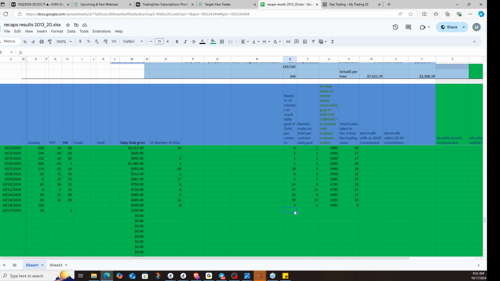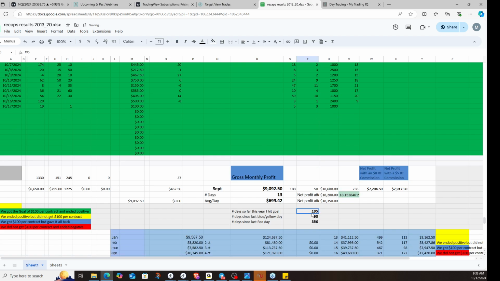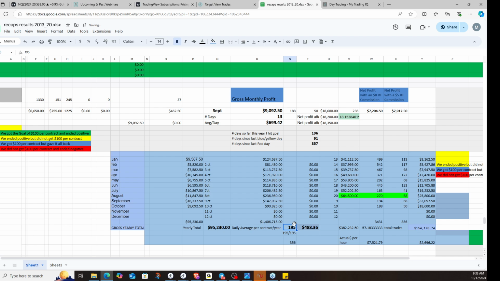All right. So today it took 5 minutes in 3 trades to get to, with 10 contracts on, that is $1,000. All right. And today is the 13th day of the month and the 196th day of the year. And here, 357. I'll explain what all these numbers mean in a minute. 196, and this is 196 by 196, and this is 357.